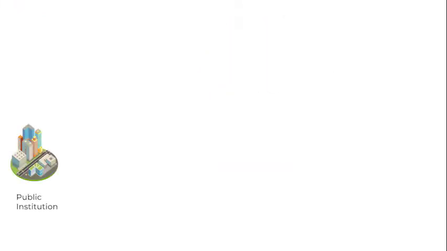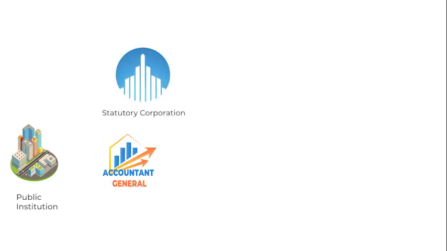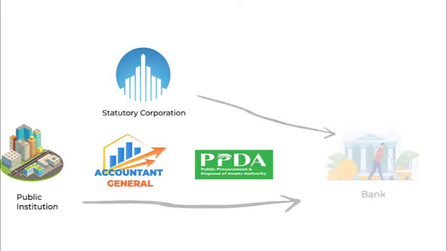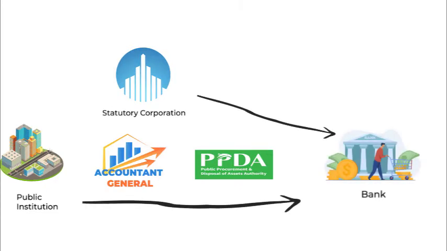If the public institution does not make its payment through the Accountant General, for example, if it's a statutory corporation which has its own payment system, they then deduct what is payable to PPDA and then deposit it directly to a commercial bank. The PPDA and the National Audit Office will conduct compliance checks on the public institution to see if they are remitting their PPDA levies accordingly.